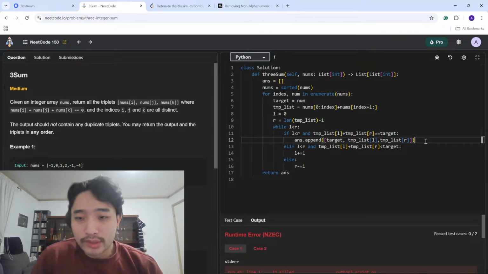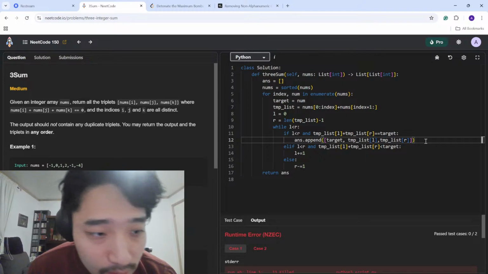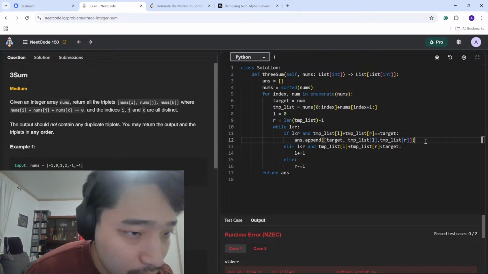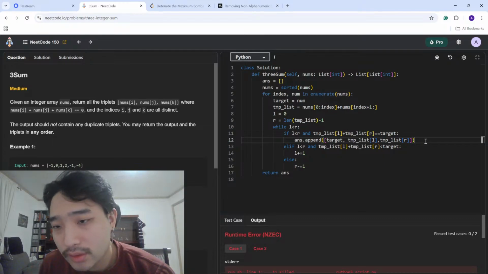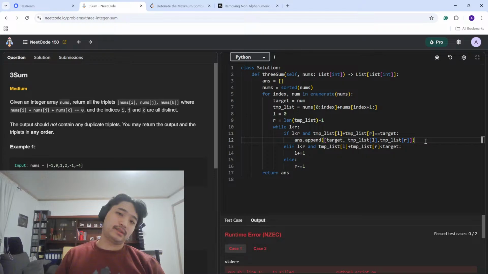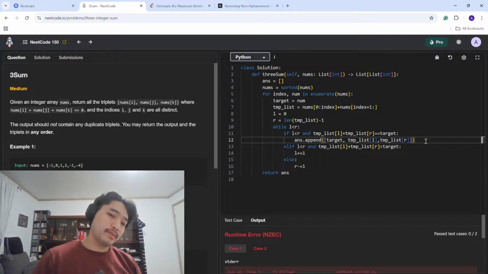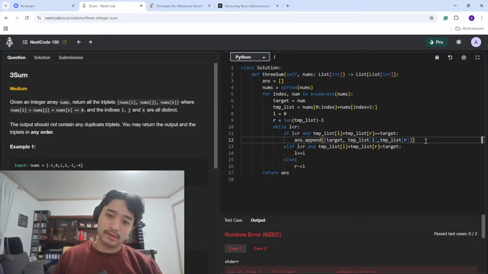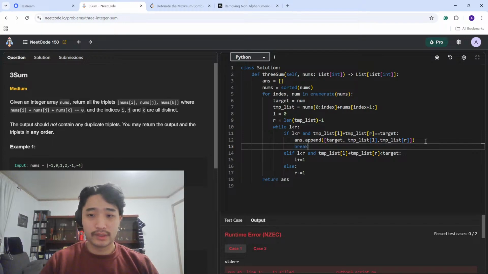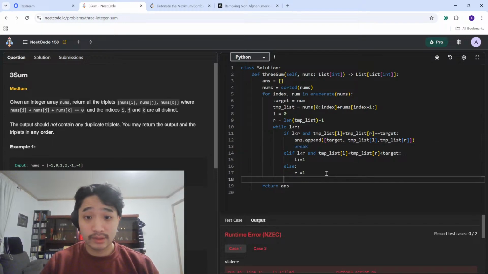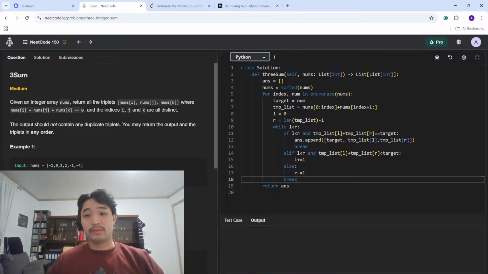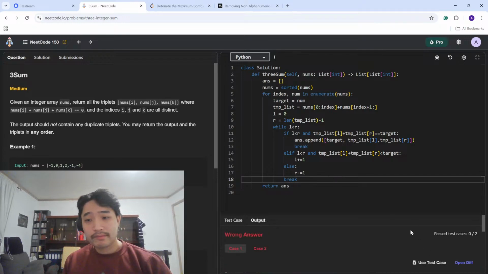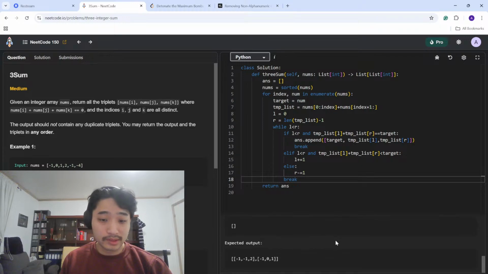Yeah, I see the problem, because it just stops here. And the issue is... Would it be break? Break? Like, would this work? Yeah, it didn't pass, but it worked.